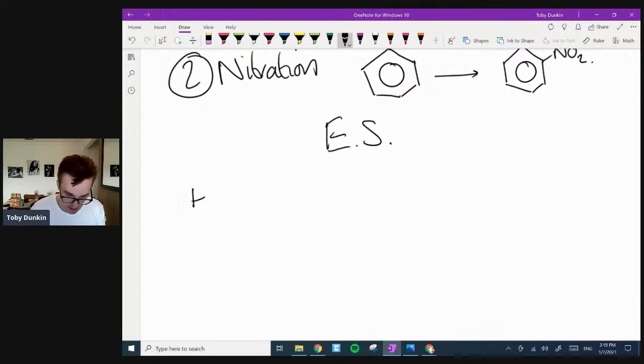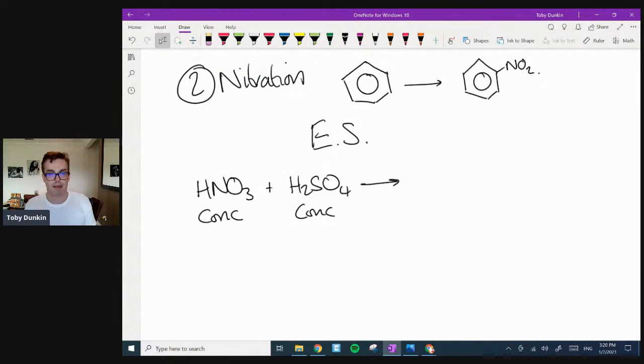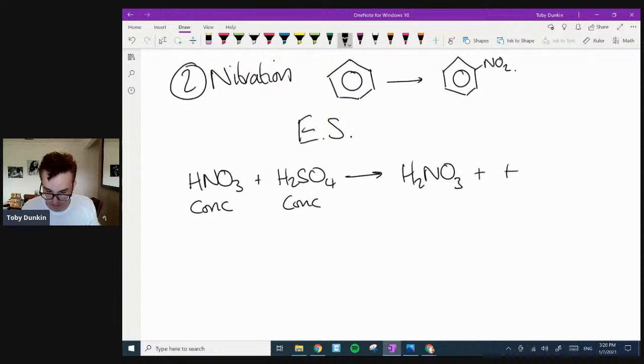So here's what happens. I'm going to take concentrated nitric acid and react it with concentrated sulfuric acid. Now, these two are going to react together in an acid-base reaction. You haven't done acid-base yet, so you won't know this, but the sulfuric acid is diprotic. It is stronger. It's going to pass the proton over to the nitric acid, and it's going to form this.